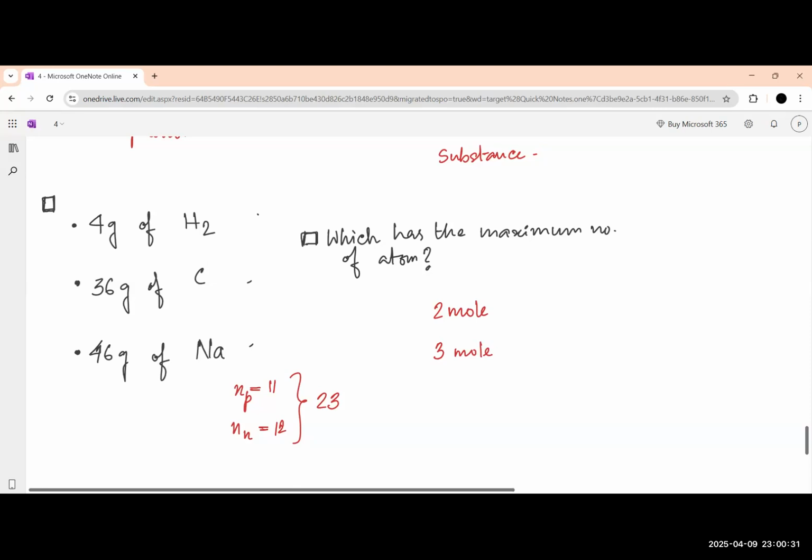And in the third case, for sodium, it has 2 moles. Yes, 2 moles. Okay, very good. Then why is it the first one? So what is the number of molecules in the third case? Number of molecules would be 2 into Avogadro number. Number of molecules in the second case will be 3 into Avogadro number. And the number of molecules in the first case will be 2 into Avogadro number. But as I have asked you the number of atoms, in both of these cases it will be the number of atoms only, and in this case the number of atoms will be 4 into Avogadro number.